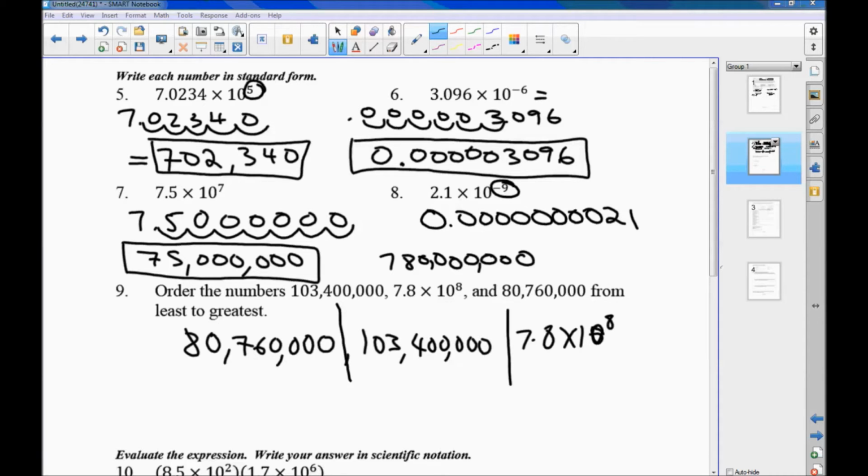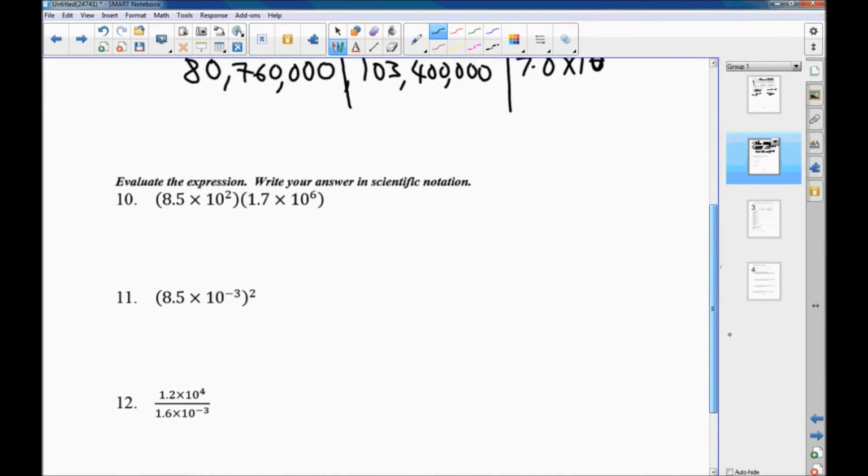And notice I wrote it back in its original form. When you're asked to order some numbers from least to greatest, you want to order them in the way that they're written to begin with. You do not change them, okay, for your final answer.